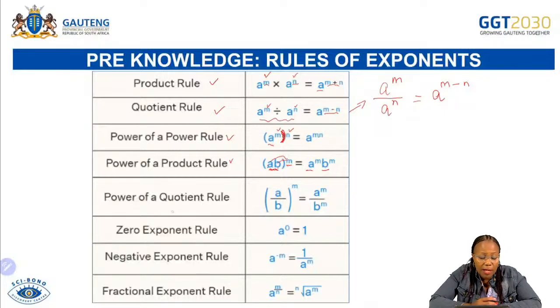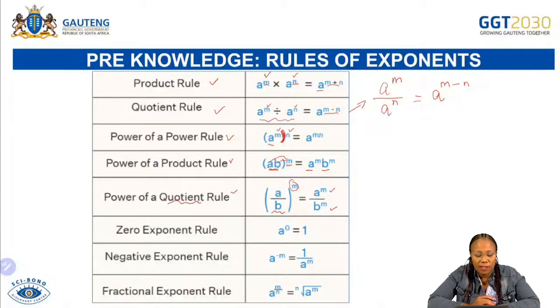The same applies with the power of a quotient rule, grade 12. This one, because it's the quotient, is an answer that you get when you divide. So you'll be dividing your bases. As you can see, it's a over b. But still, even though they are dividing, they are sharing the same exponent m. So each will take the exponent: a to the power m over b to the power m.